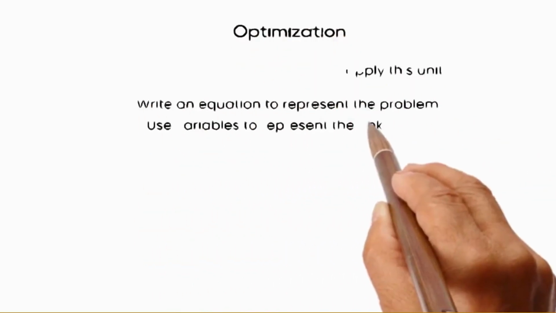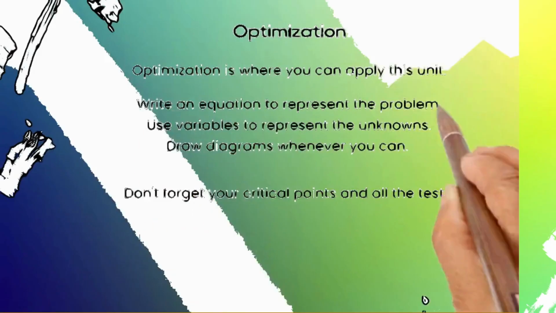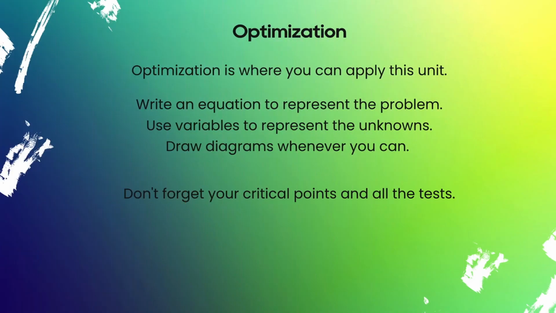Now, optimization is basically where all the topics that we've learned so far from this unit are going to be applied. So for optimization problems, you'll be given a word problem and you will want to write an equation to represent the problem. You use variables to represent the unknowns, and then you draw diagrams whenever you can. And don't forget all that you've learned about critical points and all the tests. Now let's look at an example.